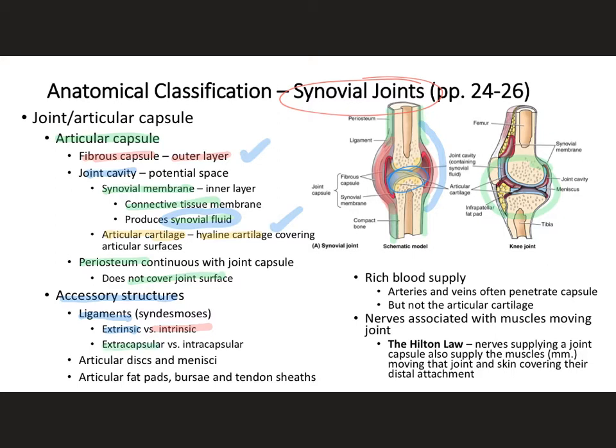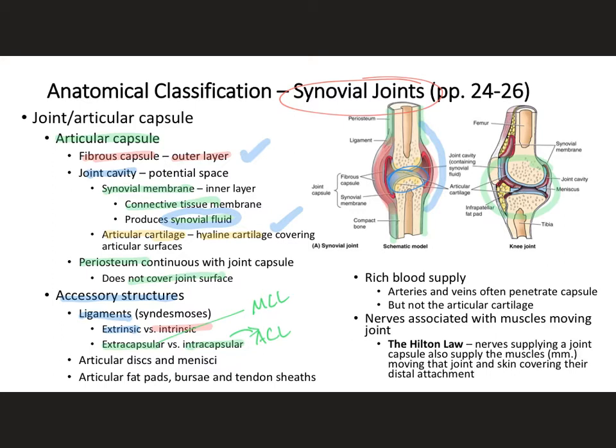Otherwise, we have extracapsular and intracapsular. In some joints, we have ligaments outside the capsule. For example, in the knee, we have the MCL. And in the knee, we also have the ACL, which is inside the joint capsule. So extracapsular, outside supporting; intracapsular, inside supporting.